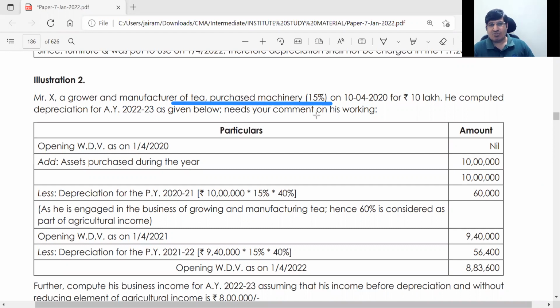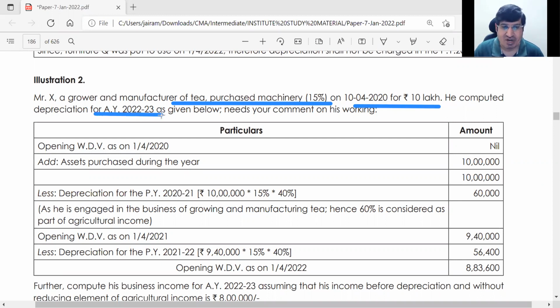So just remember, in certain cases where you have some processing also, like in tea, where processing is done, in this case 100% is not considered as agricultural income. 60% is considered as agricultural income. Then 15% is the depreciation rate. And he bought it for 10 lakh in 2020, in previous year 2020-21.